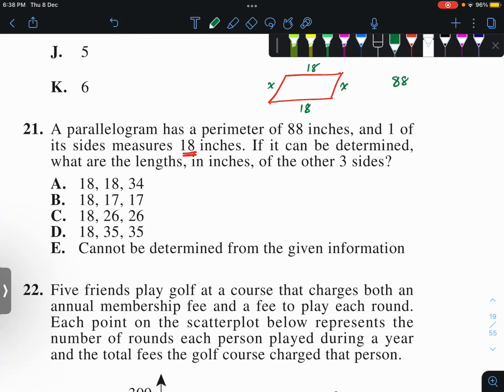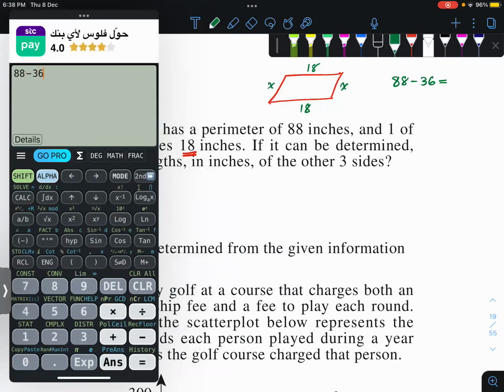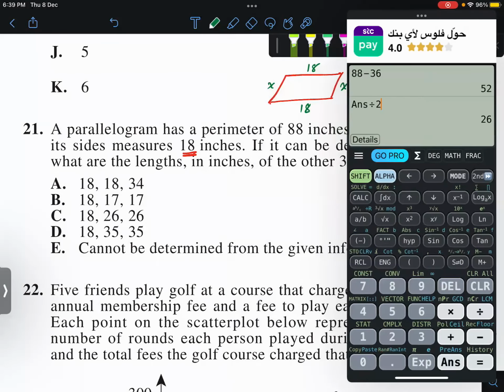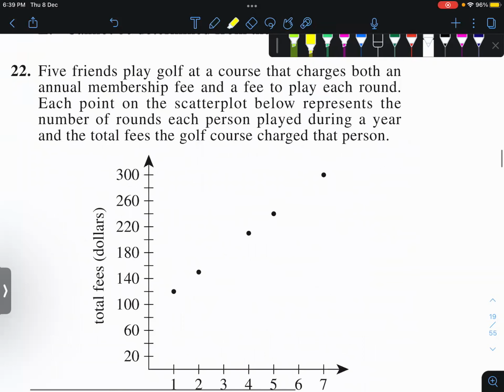So we have 88 as the perimeter minus 36, the sum of 18 and 18. So 88 minus 36 is 52. We should divide 52 by 2, which is 26. So let's ask what the other 3 sides are. So I have 26, and one is 18, right? So 18, 26, which is C. Easy here, right? Very good, very easy.